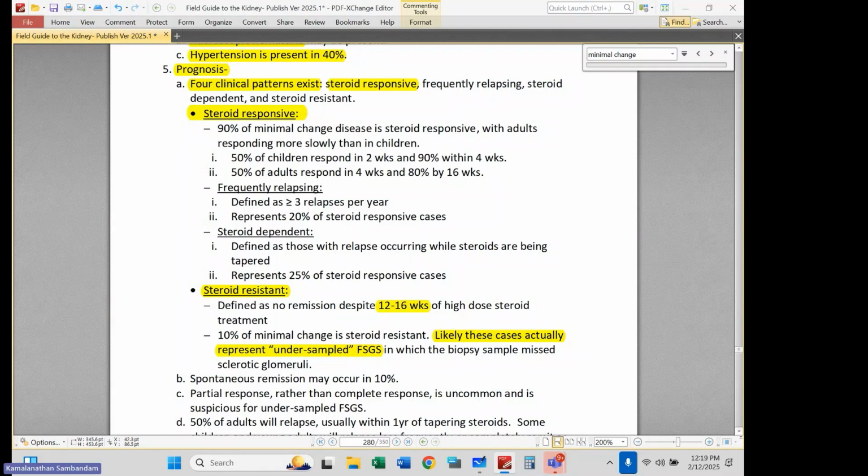Now, steroid responsive disease can then fall into some of these subcategories. You can respond to the steroid, and then after I've weaned the steroid off, you relapse, okay? That would be considered frequently relapsing minimal change disease. You can use some of these terms. There's a lot of cross-pollination across FSGS and minimal change. You'll see these recognizable labels when we talk about FSGS as well, and it helps you manage the patient.